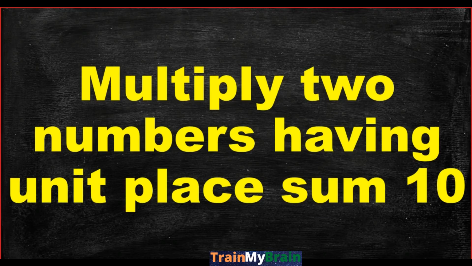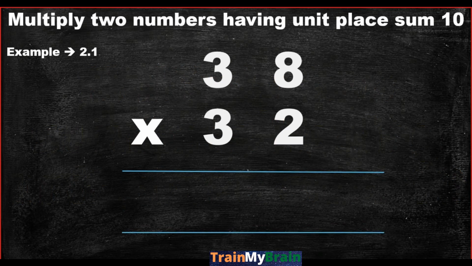This logic is applicable when you have to multiply two numbers having unit place sum is 10. Okay, let's take an example. We have to multiply 38 with 32. Now look at the unit place. The sum of unit place is 10. 8 plus 2 is 10.